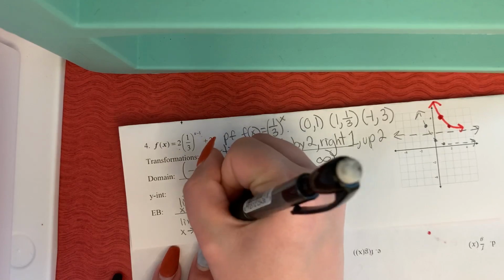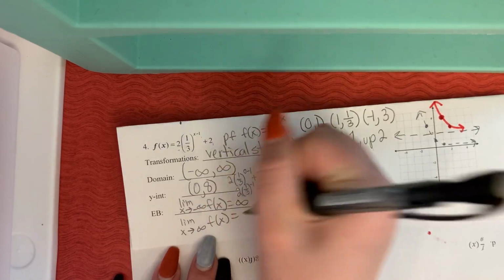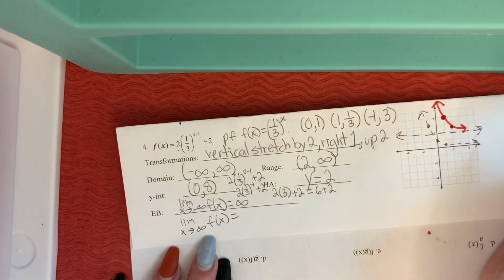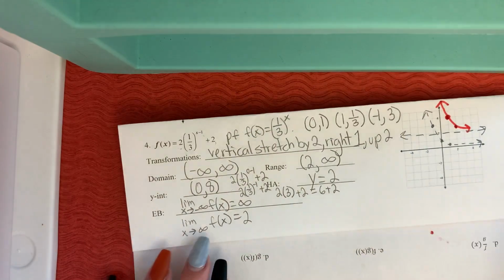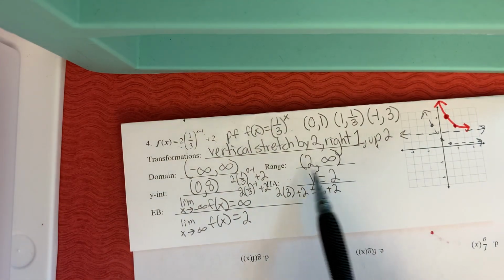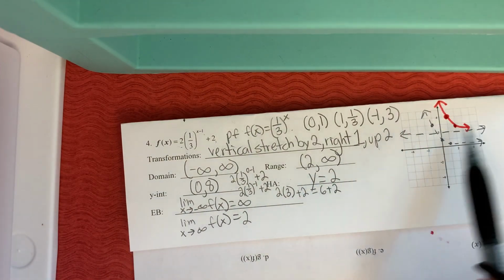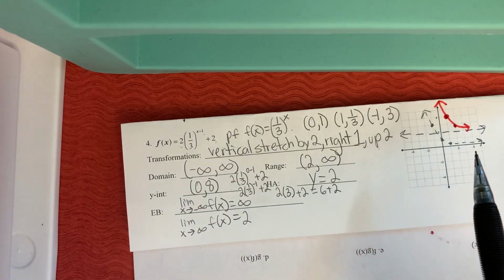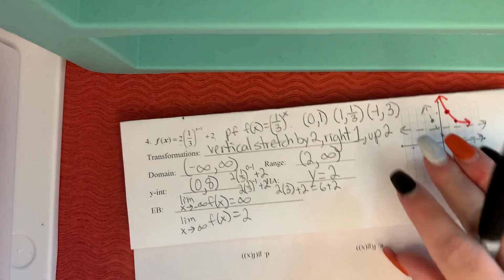And as we go to the right, as x approaches positive infinity, our graph is approaching that asymptote of 2. So make sure that when you do the asymptote, it needs to be the asymptote for your final function, not for the parent function. Okay, and that'll get us through graphing. So now we can move on to solving.